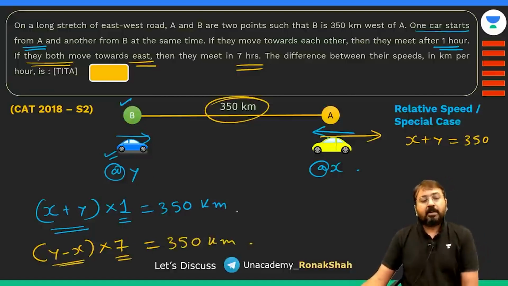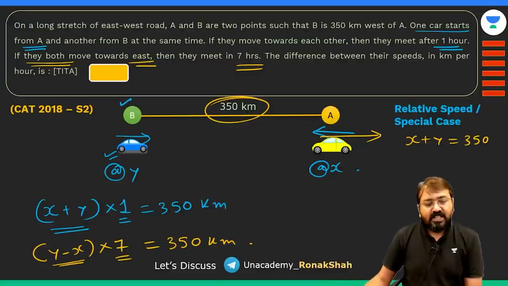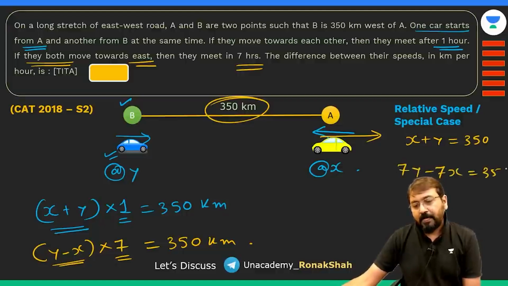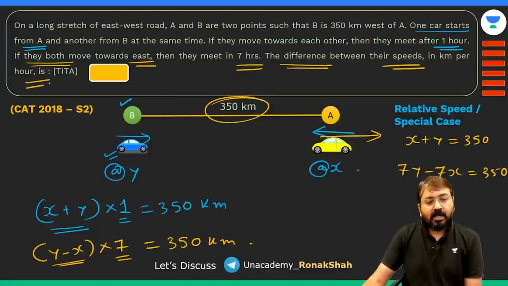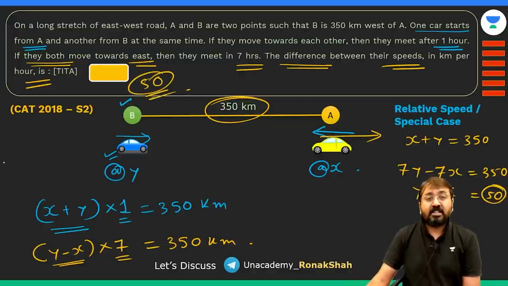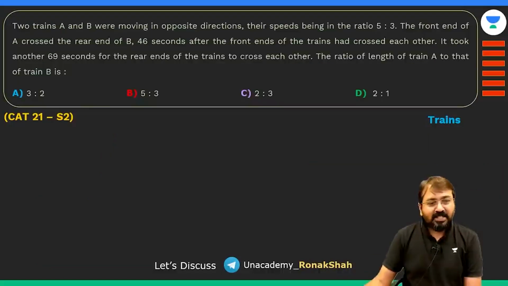Isn't this very simple, guys? We actually don't need to do anything over here. So we got 7y minus 7x is equal to 350. Now what is our question? The difference between the speeds in kilometer per hour. So guys, Y minus X, can I say it's nothing but 50? That's our answer. In fact, we didn't require making even the first equation. We should have just solved this by the second equation. So I really hope you have understood how to quickly solve the question. This is a very easy question actually.